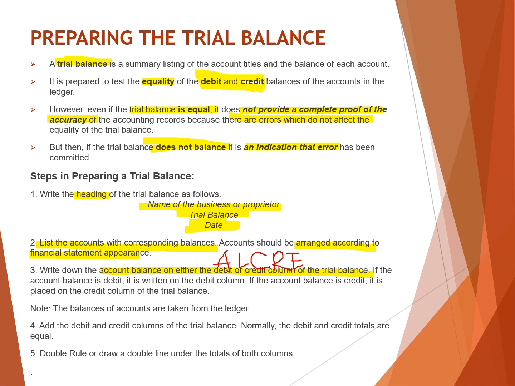Now, the next step is to write the account balances in either the debit or credit column of the trial balance. Take note, it should be taken from the ledger. Doon nyo siyang kunin ha, walang iba. And then after that, you have to add the debit and the credit column of the trial balance. Normally, dapat yung total ng debit at total ng credit ay equal. And then double rule or draw a double line under the totals of both columns because it signifies that nagbalanse ka. Lalagyan mo siya ng double rule under the amount of each column.